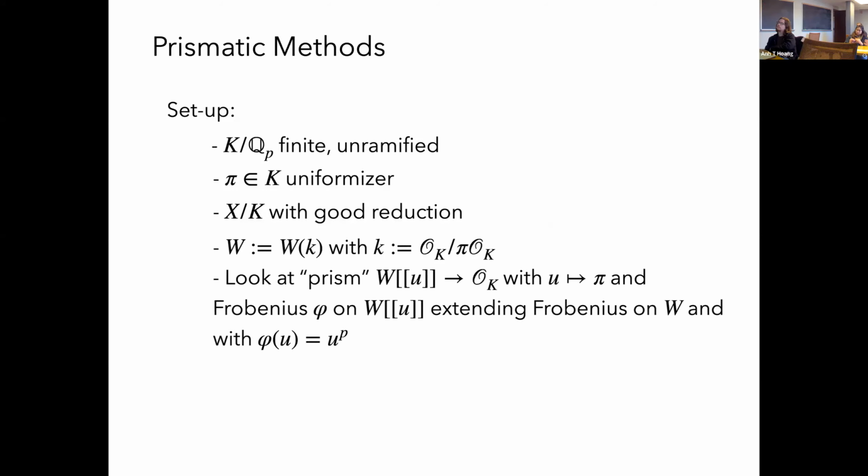And this idea of a prism is that you're going to build a kind of power series ring over W, and then map it back into the ring of integers. And you do that in a way that's compatible with the kind of Frobenius endomorphism that you built on this power series ring. And somehow that kind of information seems to capture an awful lot of geometry and arithmetic, right?